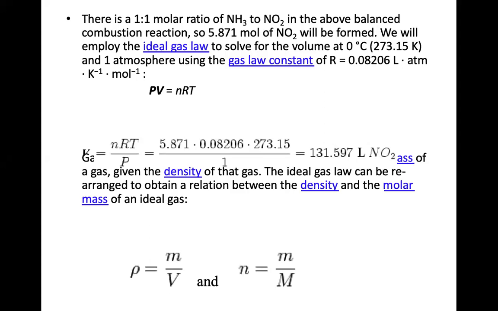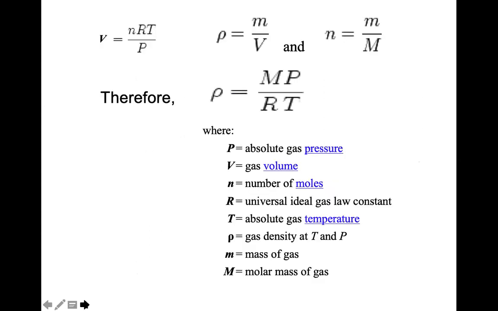The density of a gas can also be obtained. The ideal gas law can be rearranged to obtain a relation between the density and the molar mass of an ideal gas. So there is some other equation. You can get the molar mass as well as the volume of the gases in the stoichiometric reaction. So this formula is very important. Here you see absolute gas pressure, this one, MP by RT.